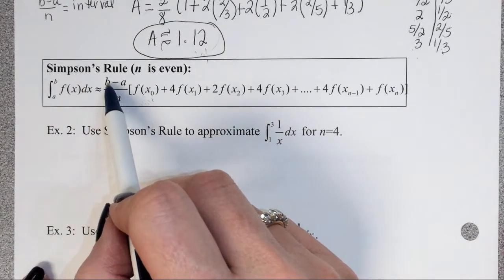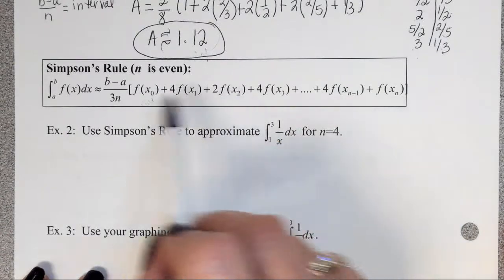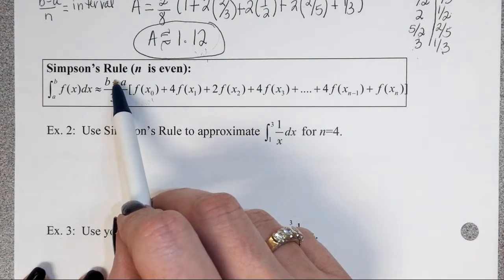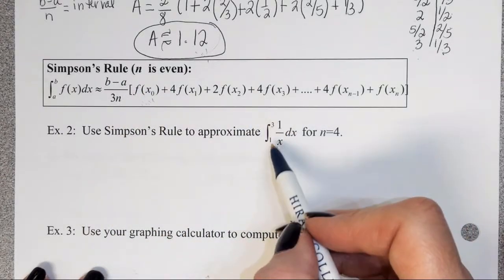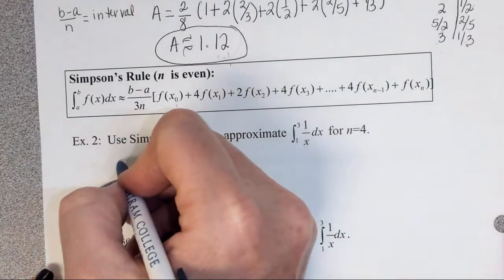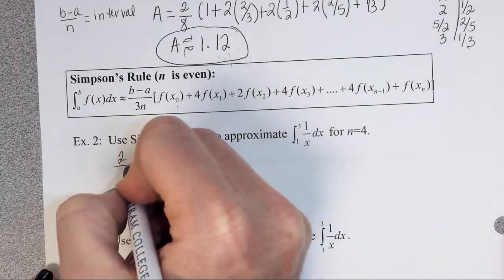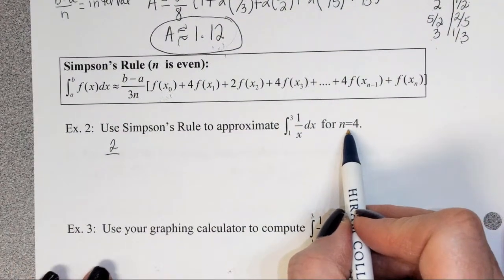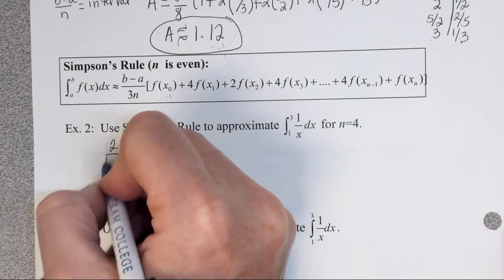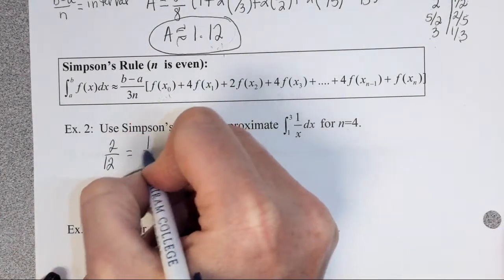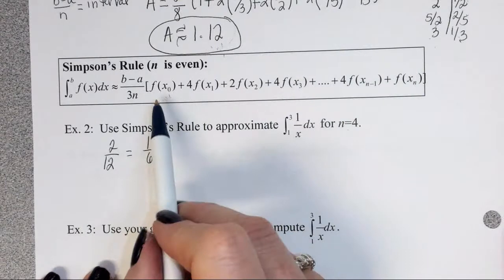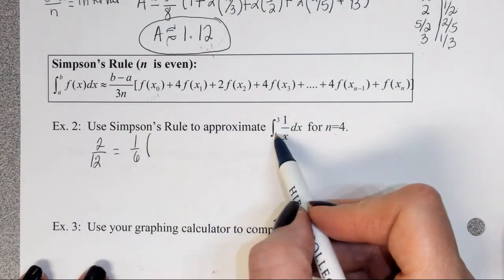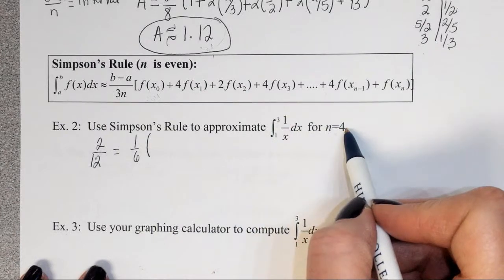Okay, so Simpson's Rule says this. We're going to do the same problem. N has to be even for Simpson's. We have to do b minus a again. So what's 3 minus 1? It's going to be 2. We have to do 3 times n. Again, we're using n as 4. So 3 times 4 is going to be 12. So that's 1/6. Now, I'm still going to be doing the same y values because I'm still going from 1 to 3 with n equals 4.